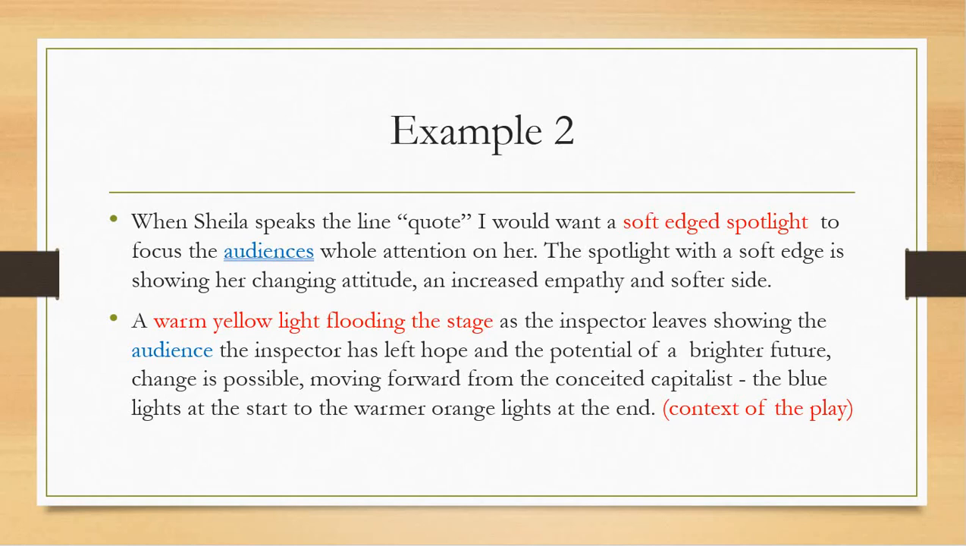If we want an angry scene on a character, we might use a hard-edge spotlight. Again, it's knowledge of the lighting and it's knowledge of the play. A warm yellow light flooding the stage as the inspector leaves, showing the audience the inspector has left and the potential of a brighter future. Change is possible, moving forward from the conceited capitalist. The blue lights at the start to the warmer orange lights at the end. And then I might talk about the context of the play again, about Priestley's message that the future, the younger generation, represent a warmer, brighter future. We could show that with lights, from the blue lights at the beginning to the warmer orange lights at the end.